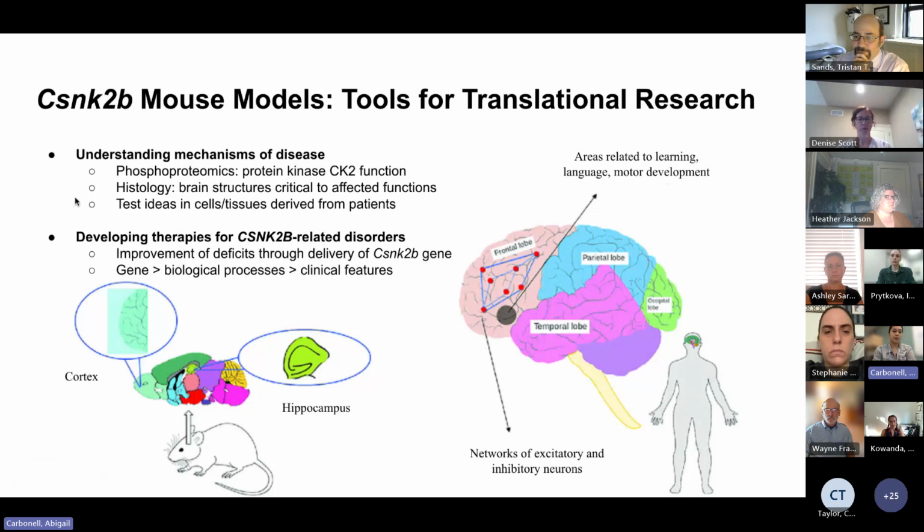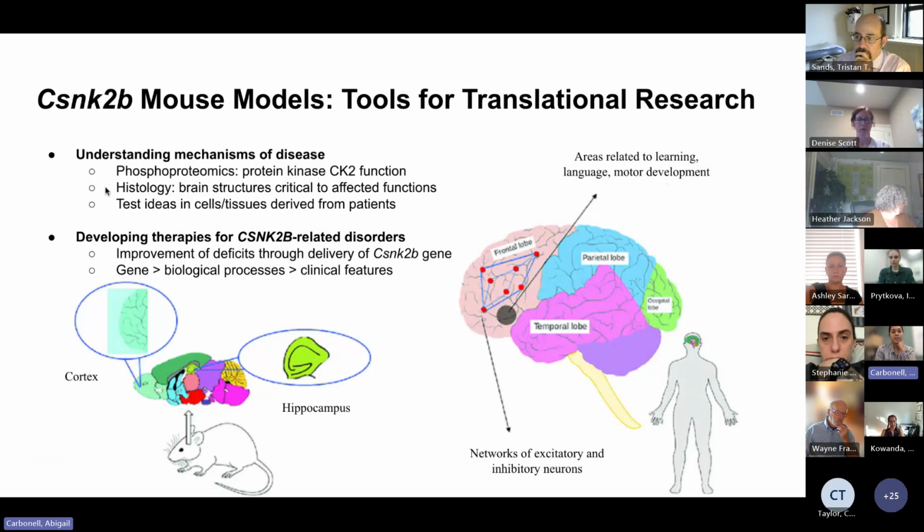I'm mentioning the phosphoproteomics project here, just like Dr. Prikova is doing it in human derived cells, we can also do it in mouse tissue, again, generating the numbers that we need to make some conclusions, as well as getting ideas from mice that we can then test in human cells to see if those same principles are holding true.